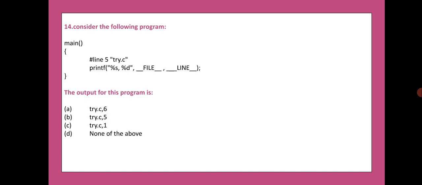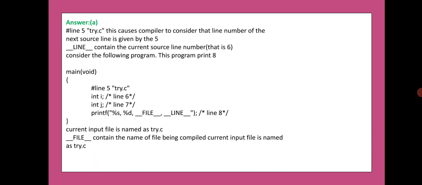The #line 5 "try.c" directive causes the compiler to consider that the line number of the next source line is given by 5. So __LINE__ contains the current source line number, that is 6. Consider a small program. So this should print try.c, 6. Hence the answer is A.